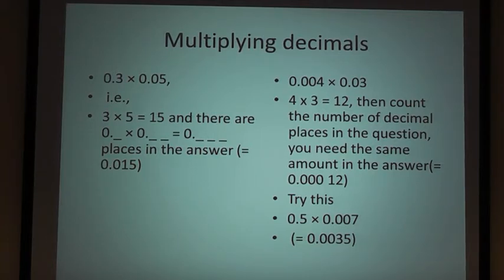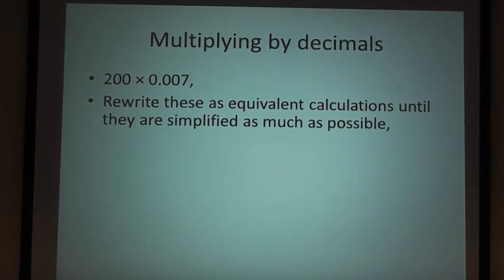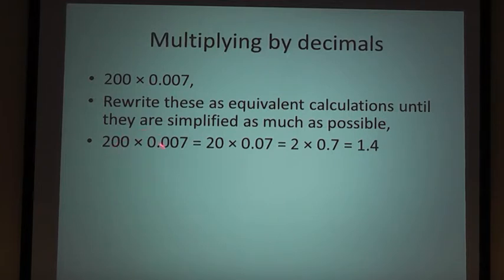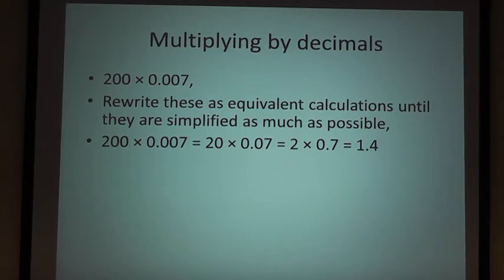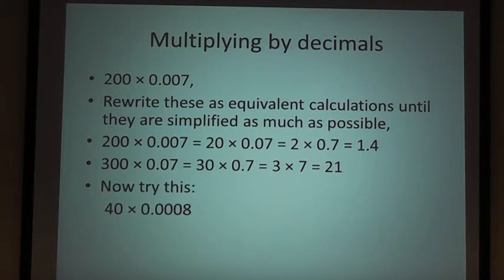Okay, so when you're multiplying by decimals, what we're saying is you rewrite them as equivalent calculations, simplified as much as possible. So 200 by 0.007 is 200 times 0.007, or 20 times 0.07. Got rid of one decimal point from there. So you divide there, you multiply there. You do the same thing, divide one more there, multiply there, and you get 1.4. Same way, 300 by 0.007 is the same as 30 times 0.7, same as 3 by 7, so you get 21. So, have a try at 40 times 0.008.